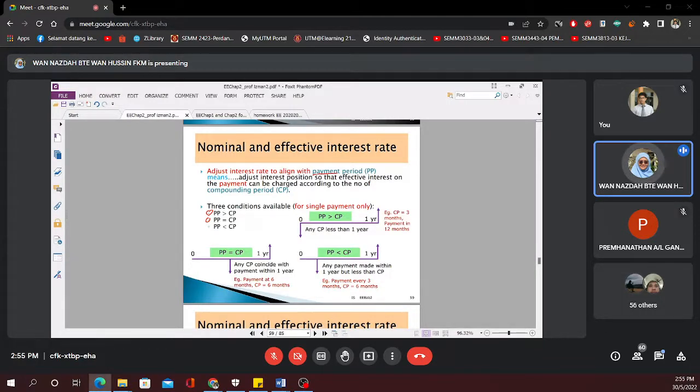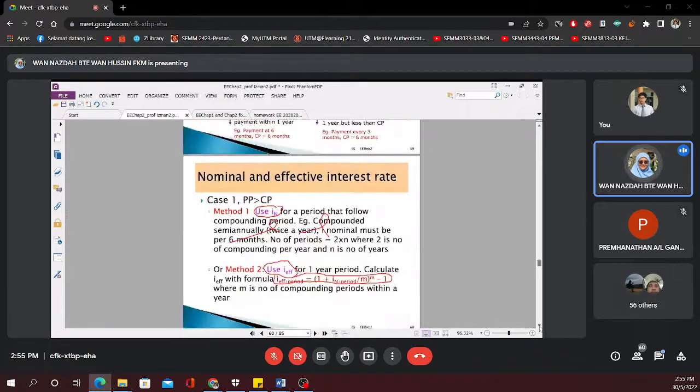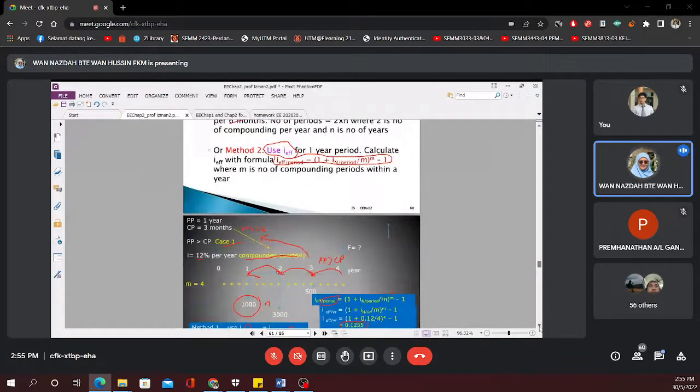Okay, nominal and effective interest rate ni, you will see 3 situations, alright? So you will have a payment period and you have the compounding period, alright? So payment period and compounding period. Jadi kita tengok apa maksud compounding period dengan payment period.